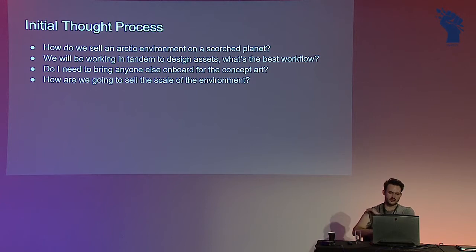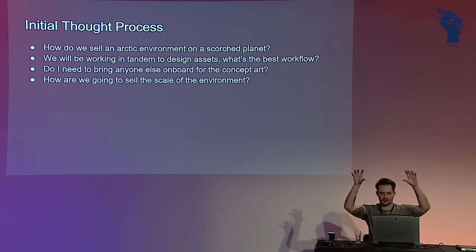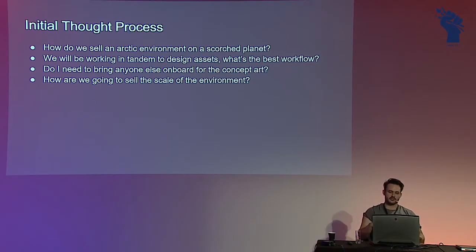So to give you an insight into our direction process, you'll notice it's very similar to the concept process, but from a pulled-out version. Things I'm thinking about, like how are we even going to do an Arctic environment on a scorched planet? Mars is meant to be fiery and scorched. What does that even look like? What's the best workflow here while we're trying to figure out how we work with Bungie?